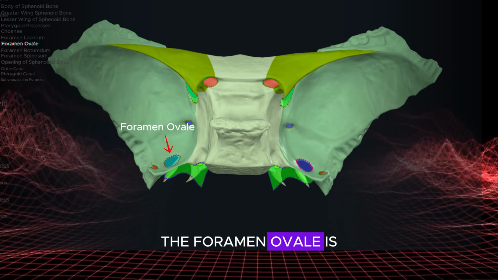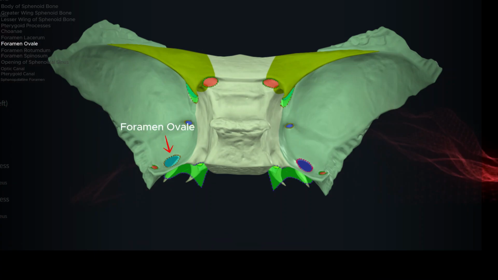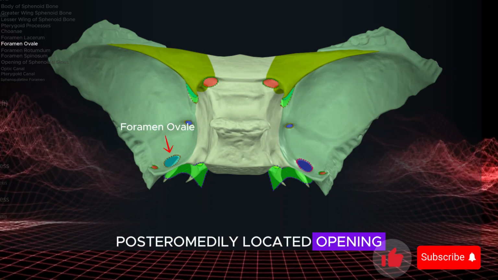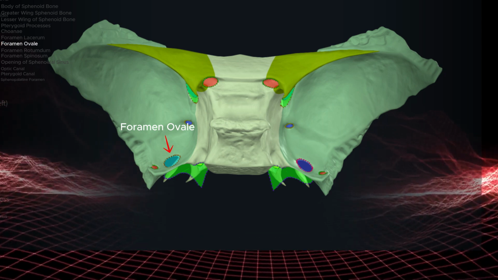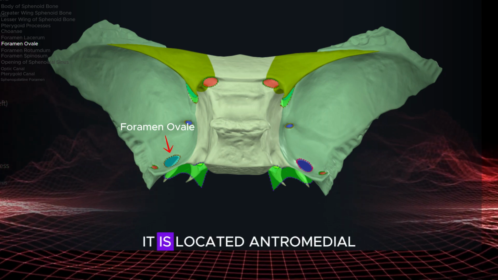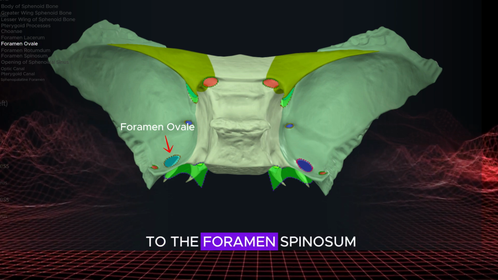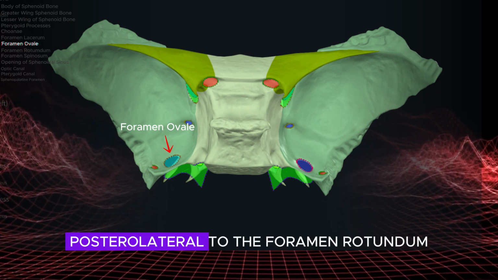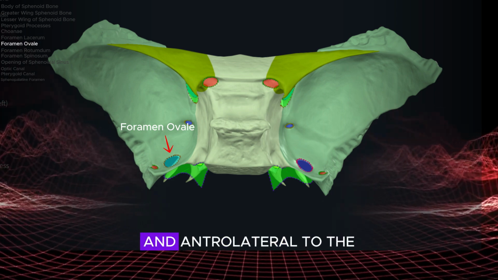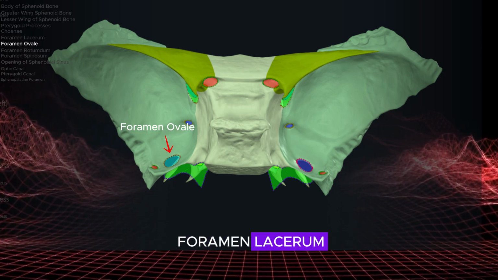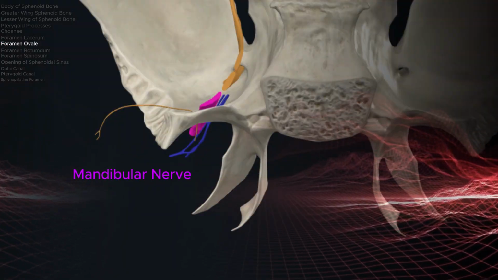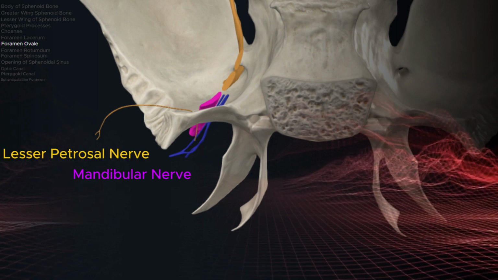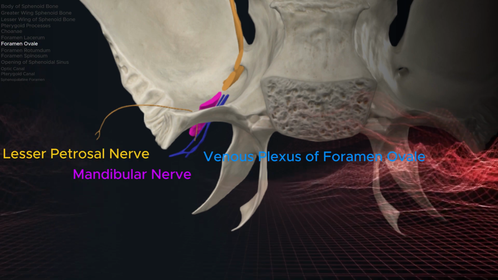The foramen ovale is a small oval, posteromedially located opening found on each greater wing of the sphenoid bone. Specifically, it is located anteromedial to the foramen spinosum, posterolateral to the foramen rotundum, and anterolateral to the foramen lacerum. The foramen ovale allows for the passage of the mandibular nerve, lesser petrosal nerve, and the venous plexus of the foramen ovale.